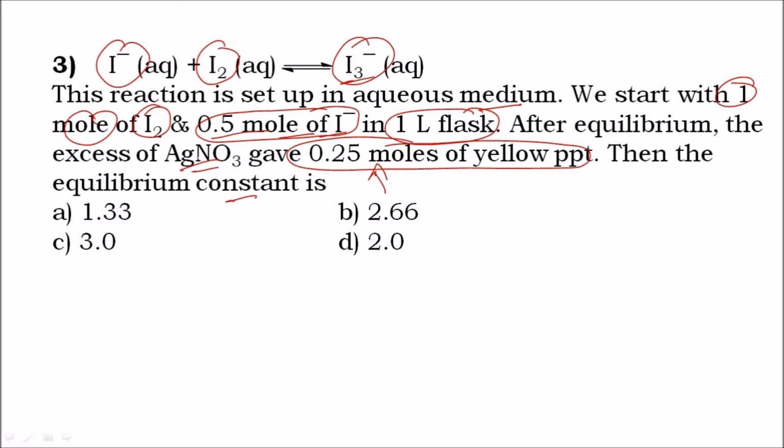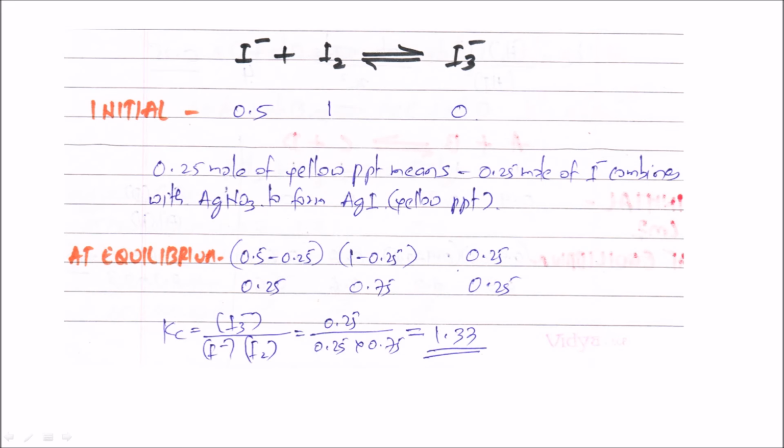They're adding AgNO3. Now if you add AgNO3 to this equilibrium, what happens? This iodide will react with AgNO3, right? If it reacts with AgNO3, it forms AgI, and AgI has yellow color, right? So you'll get a yellow precipitate of AgI. So what they said, 0.25 moles of yellow precipitate forming, should depend on, or relate to, the concentration of iodide ion. Now let us see the solution part.